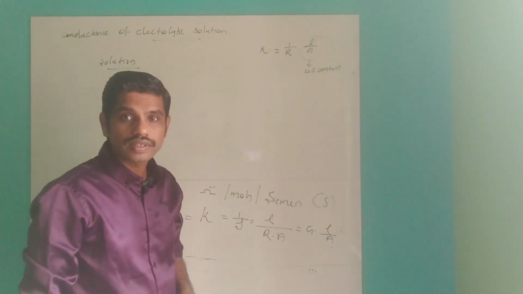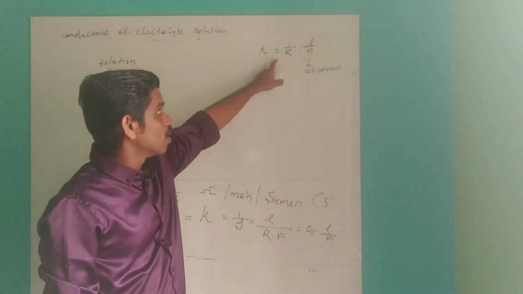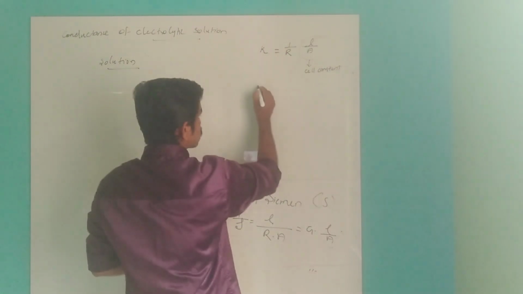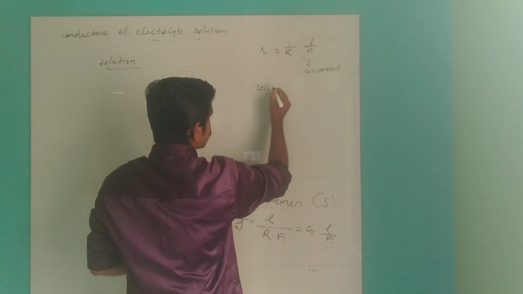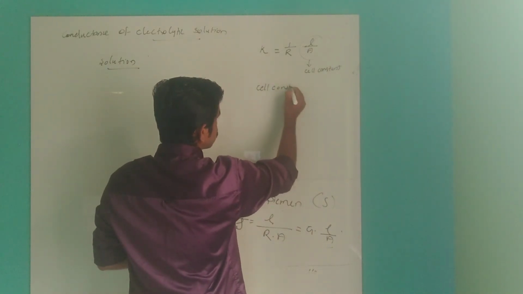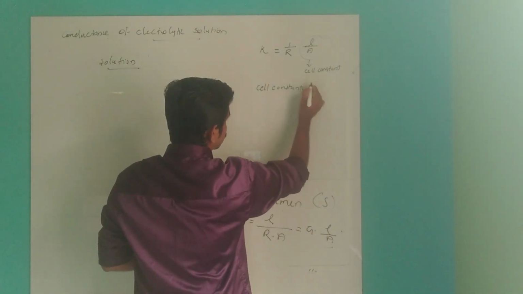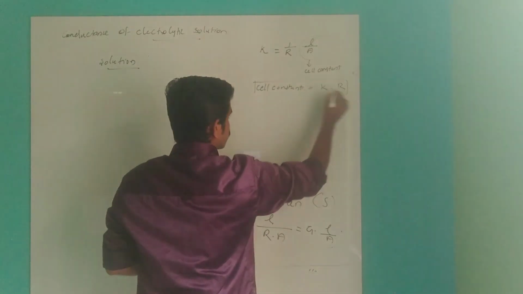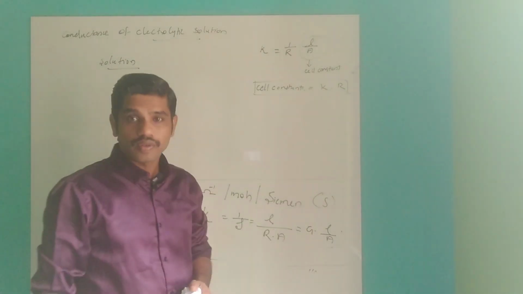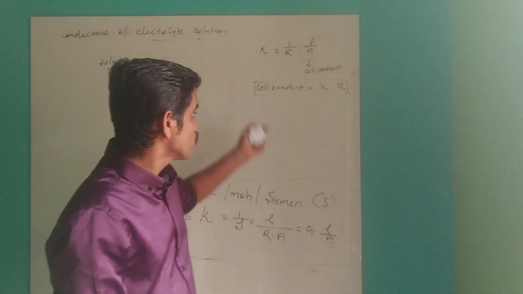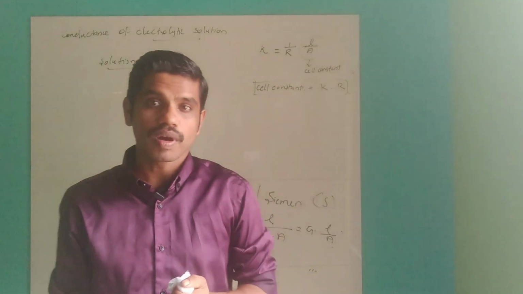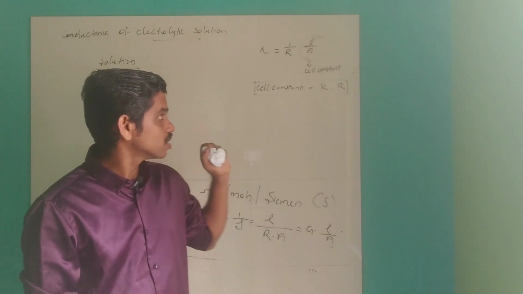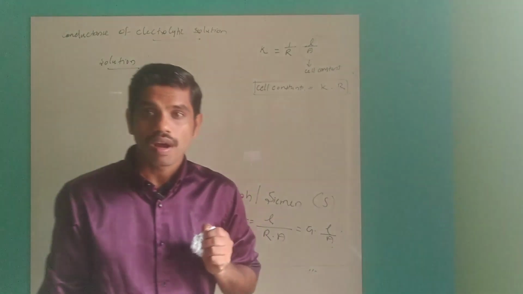L by A is called the cell constant. R is the resistance. So from this equation, cell constant is equal to K into R. This is a very important equation, and a lot of NEET exam questions are asked on it. So cell constant is equal to kappa K into resistance R. You can find the cell constant value as K into R.